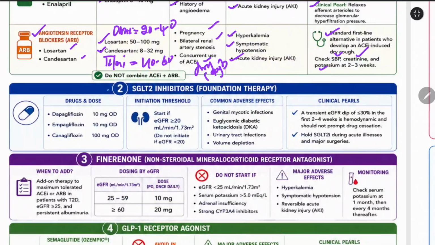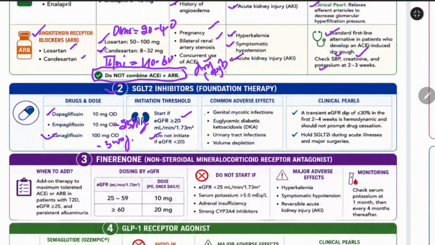The second drug, and this is one pearl: don't combine both. The second group of drugs is SGLT2 inhibitors, which we are going to start in these DKD patients. Dapagliflozin dose is 10 mg, empagliflozin is 10 to 25 mg maximum dose, canagliflozin is 100 to 300 mg maximum dose. Remember how to initiate: you will initiate only when the eGFR is equal to or more than 20. Do not initiate if the eGFR is less than 20.